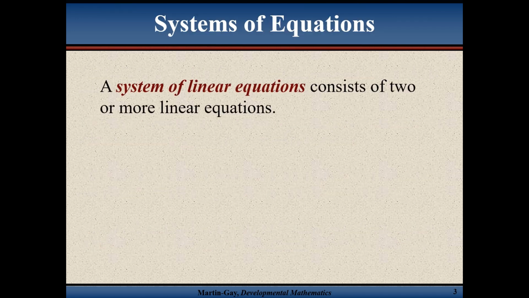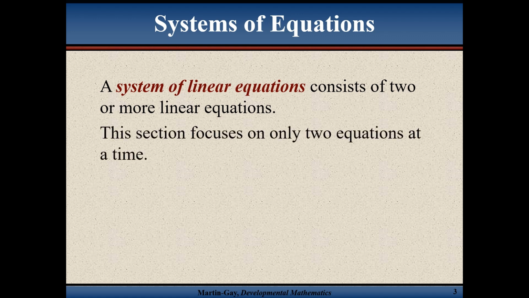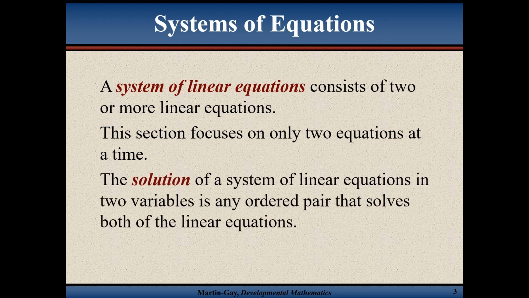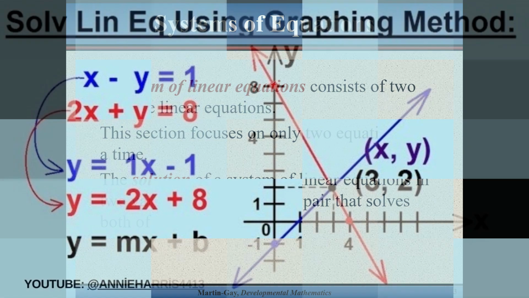A system of equations consists of two or more linear equations. This section focuses on only two equations at a time. The solution of a system of linear equations in two variables is any ordered pair that solves both of the linear equations.